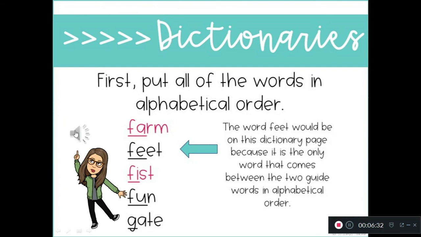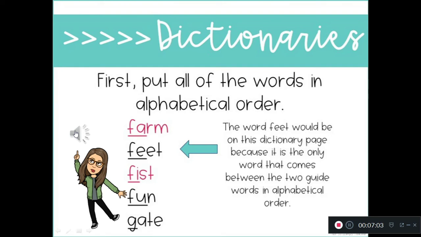The best thing you can do is to first put all of the words in alphabetical order. You have the word farm through fist. So the first word out of those other three words would be the word farm. I would list that word first. Then I would look at the remaining four words. I have the word feet, I have the word fun, I have the word gate, and I have the word fist. I know that's the last word on my page.